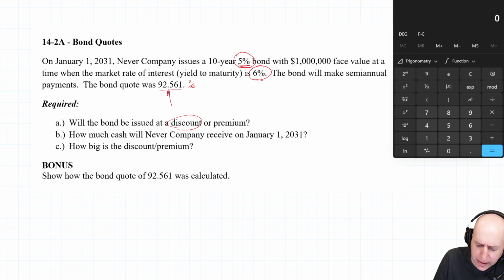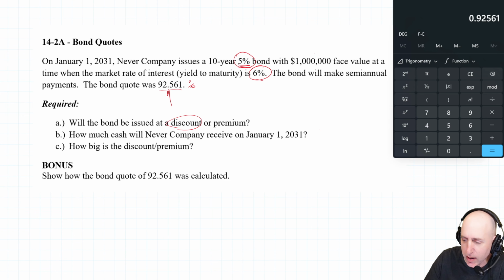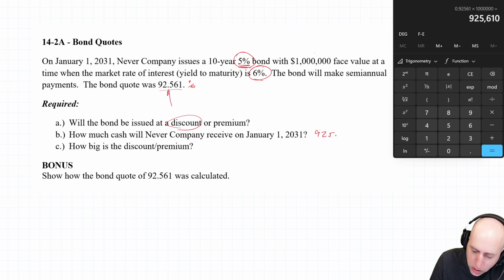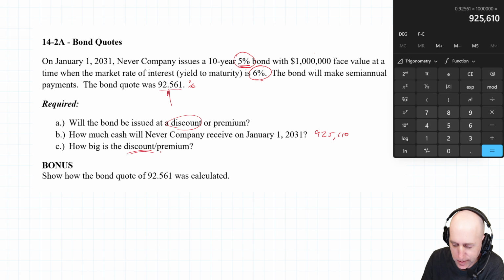How much cash are we going to get? Well, we're getting 92.56% of the cash we asked for. 0.92561 times $1 million means we're getting $925,610. How big is the, well, in this case, discount? Well, it's about $75,000, right? It's 75 grand less than what we asked for.